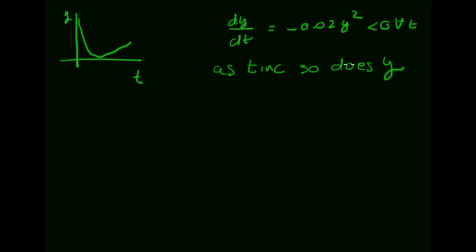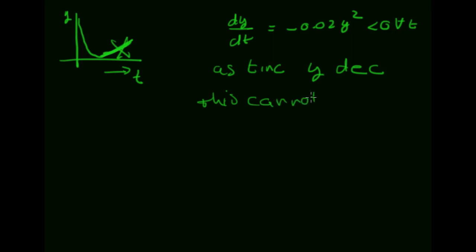Well, that's not the case. Sorry, that's not true. This always has to be less than 0. So as t increases, y decreases. So this part of the curve where y is going up as t is increasing can't exist. So this cannot be the curve, be a solution to dy/dt. All right, so let's look at part C of the problem.